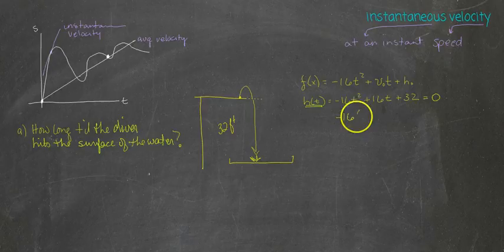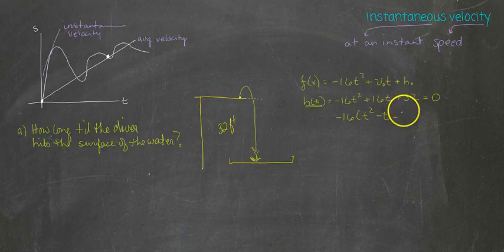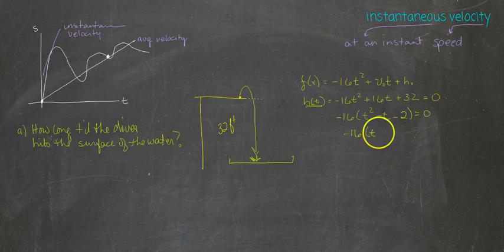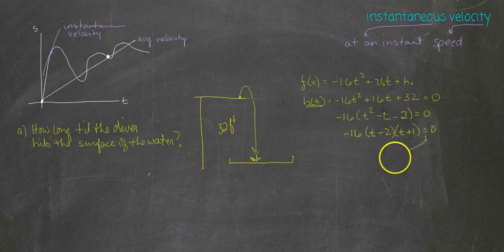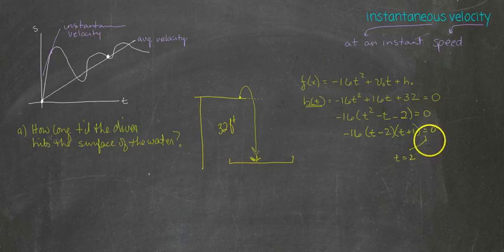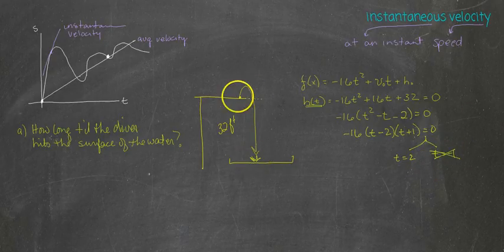So I'm going to factor out -16 first. Now I can factor. And I get two choices. t equals 2, so after 2 seconds, or t equals -1, so in -1 seconds. So -1 is a perfectly respectable answer for this function. It just doesn't happen to describe the real world scenario, because nobody hits the surface of the water 1 second before they jump. No matter how good they are, they're unable to do that. So t equals 2 is the answer, so after 2 seconds.